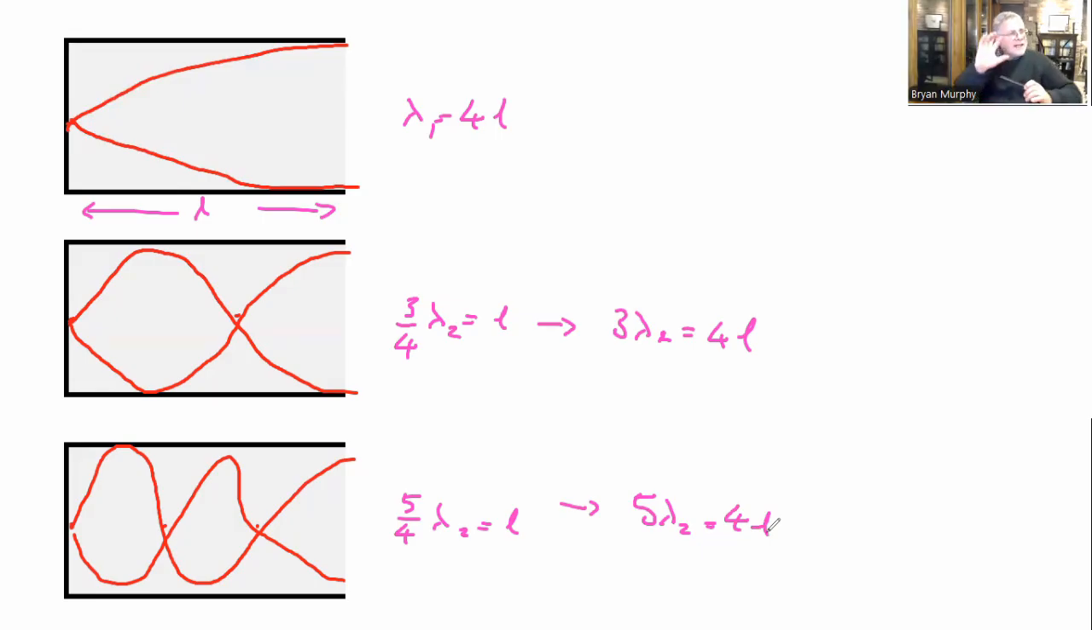Okay? That is as difficult as this one gets. You have an antinode at the open end and a node at the closed end.